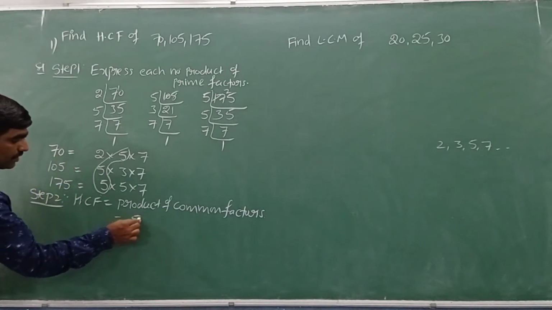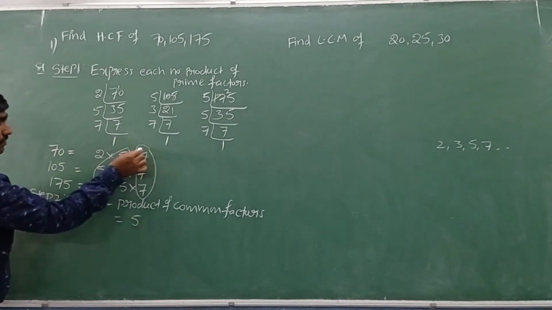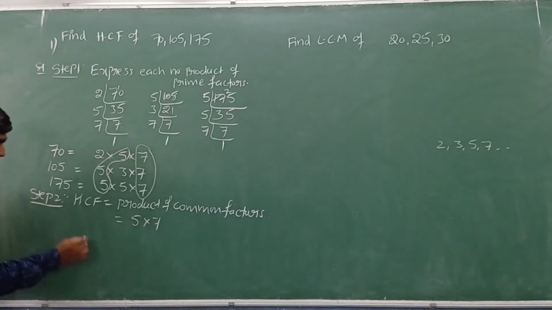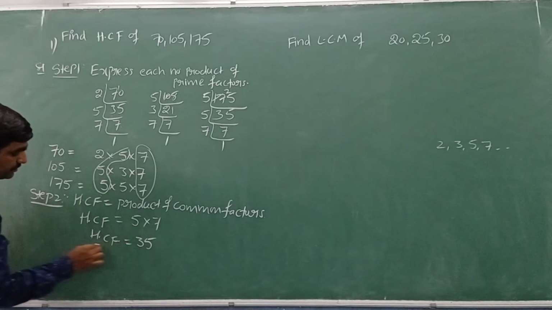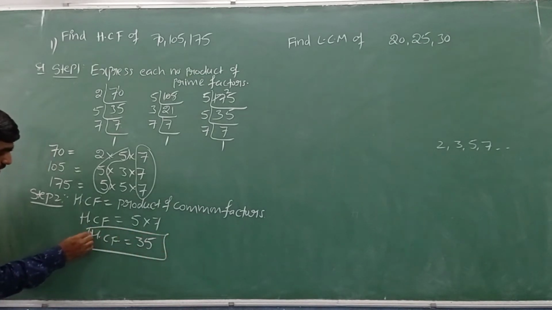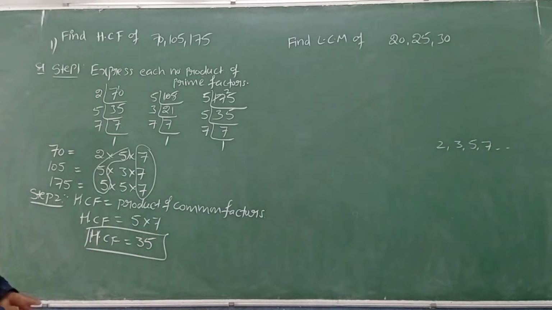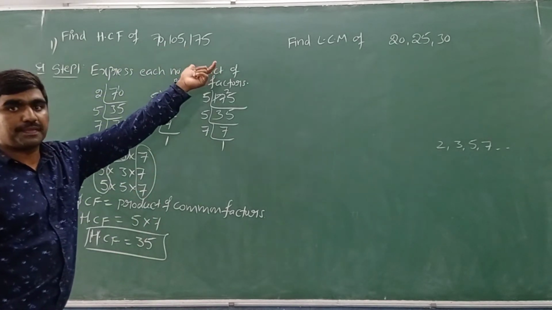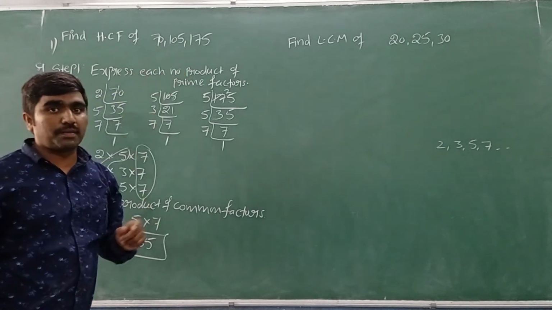So let me take 5. Is there any common factor? Yes, I can see 7 is also a common factor of all three given numbers. Multiply with 7. Now tell me, what is the HCF? HCF is equal to 5 7s are 35. Highest common factor is 35. This means 35 is a factor of all the given numbers, and also the highest common factor of all of them.